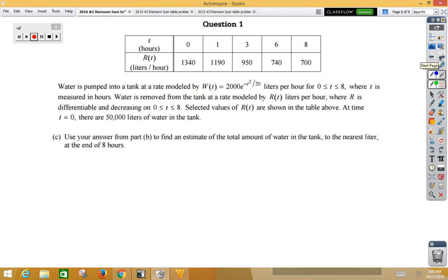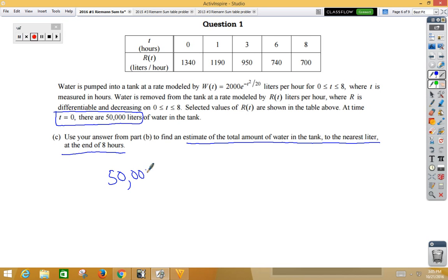Part C. Same problem. Use your answer from Part B to find an estimate of the total amount of water in the tank to the nearest liter at the end of 8 hours. Well, so we need to figure out, first of all, there was an initial value of 50,000 liters. So we start with 50,000 liters. We're going to add to that the amount entering, but then we have to subtract the amount leaving.